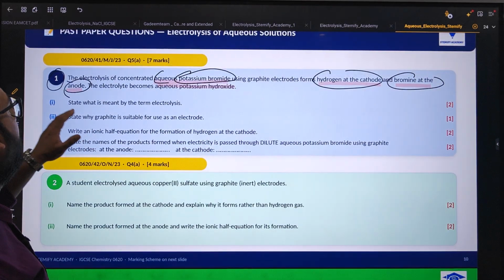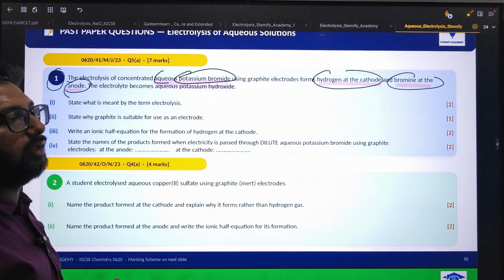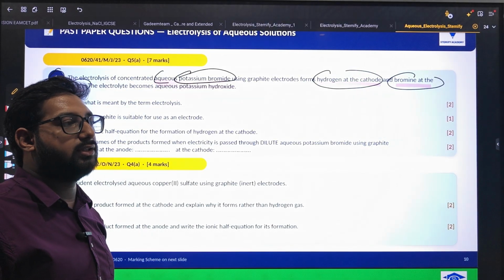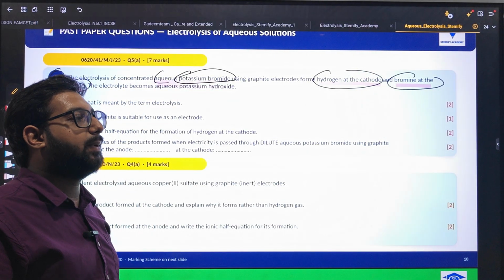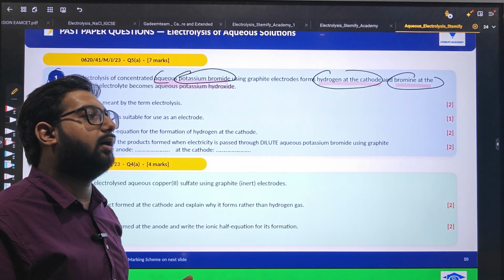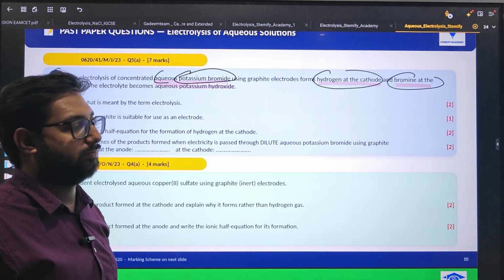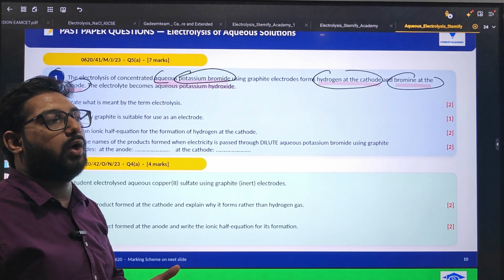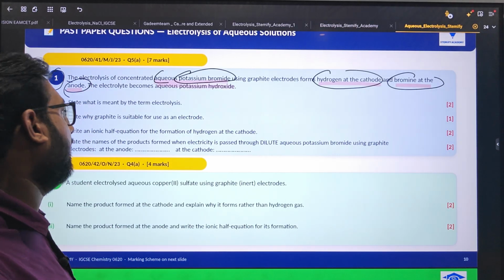Or you can say electrolysis is a chemical reaction in which electricity is used to separate the ions in an aqueous solution or in a molten solution. Or you can say, separate ions in an aqueous or molten solution.